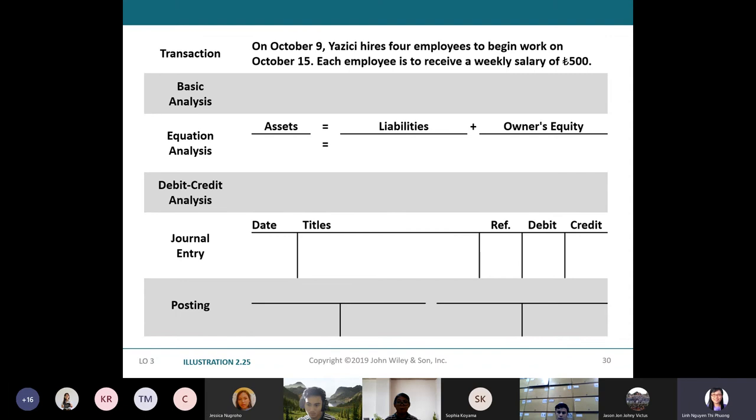So Jason, on October 9, do we need to record anything? No. Why? Because nothing happened there. It just states that 4 employees will begin. Good. So it's not a transaction. Remember the monetary unit assumption says we only record a transaction when it can be expressed in terms of money, right? But on October 9, we only hire 4 employees. We don't pay any money to them, right? So this is not a transaction, correct? Okay, so we don't record any journal entry. Good, very good. Okay, Mini, yes, no recording.